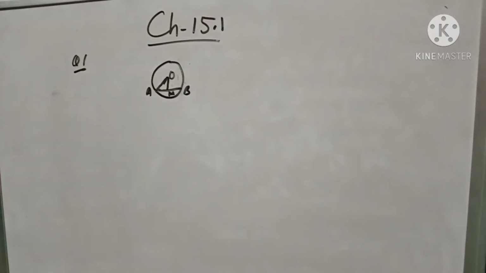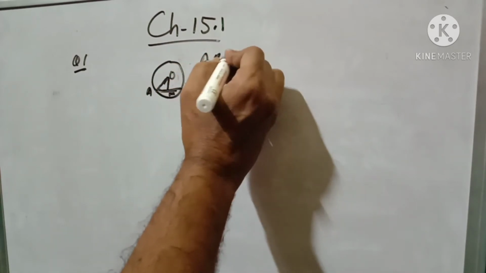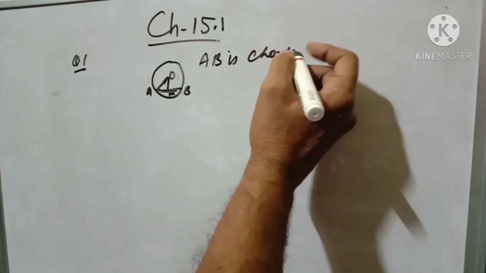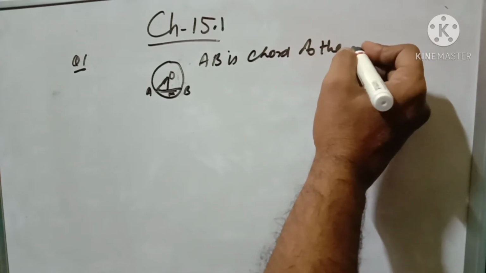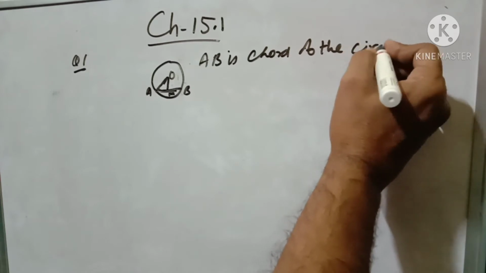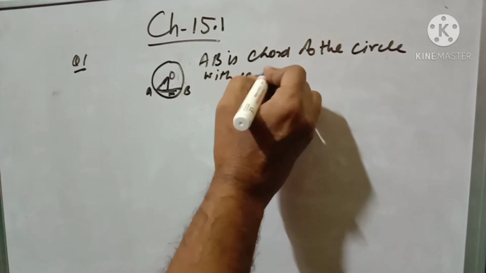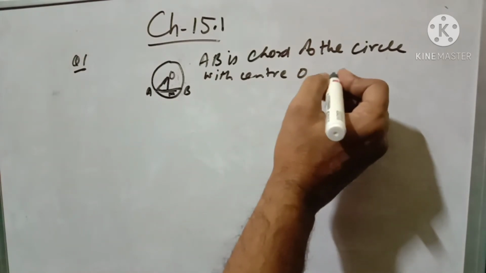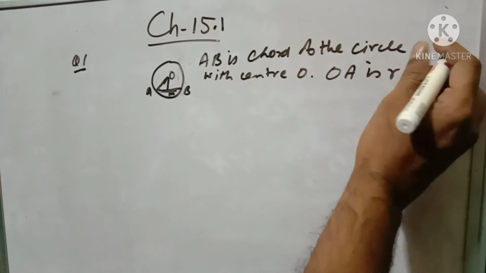Now here it is given AB is a chord of the given circle with center O, and OA is the radius.